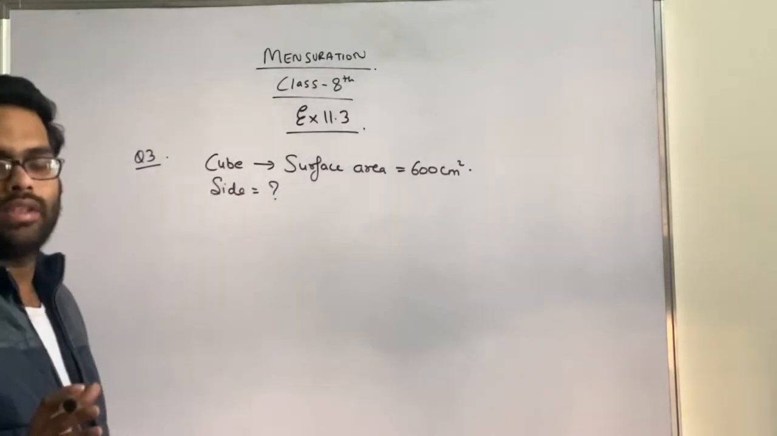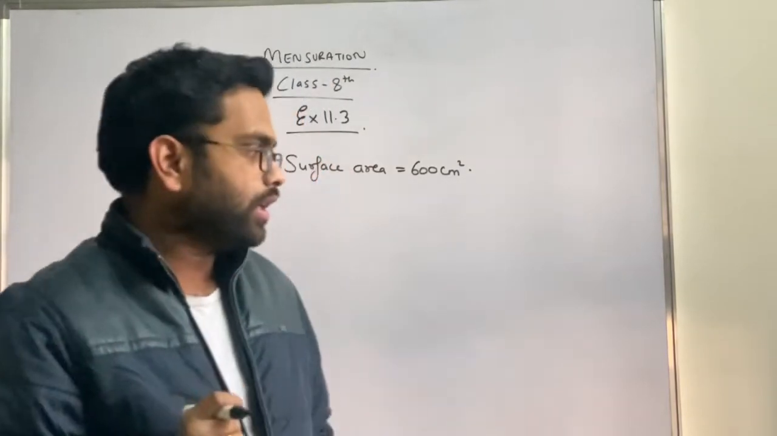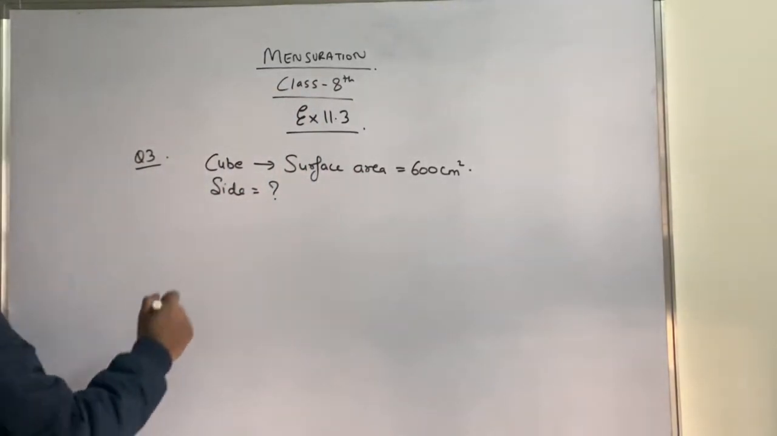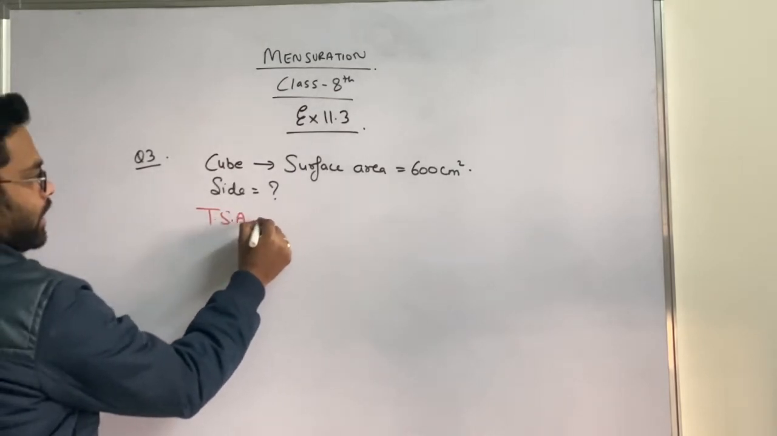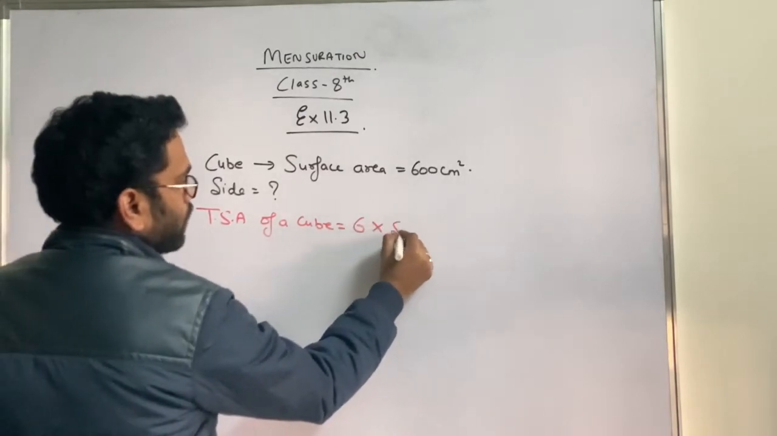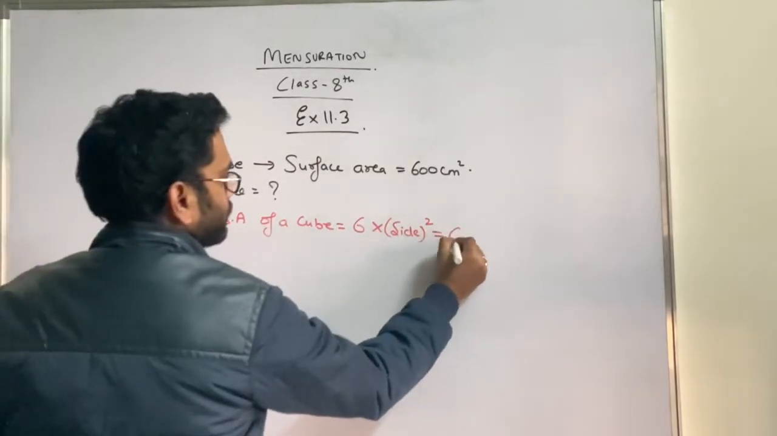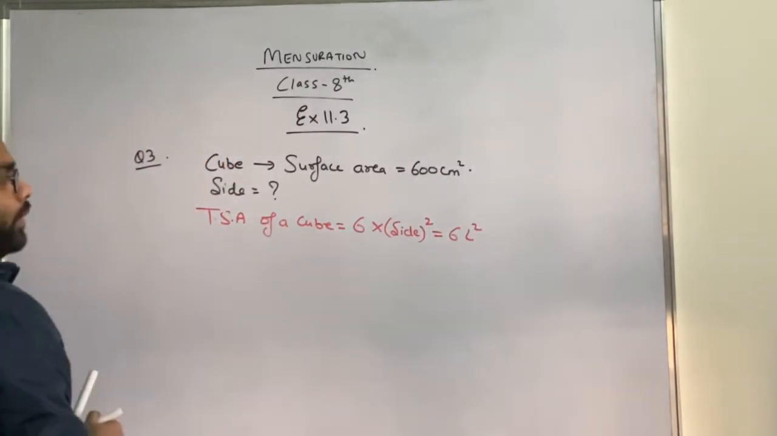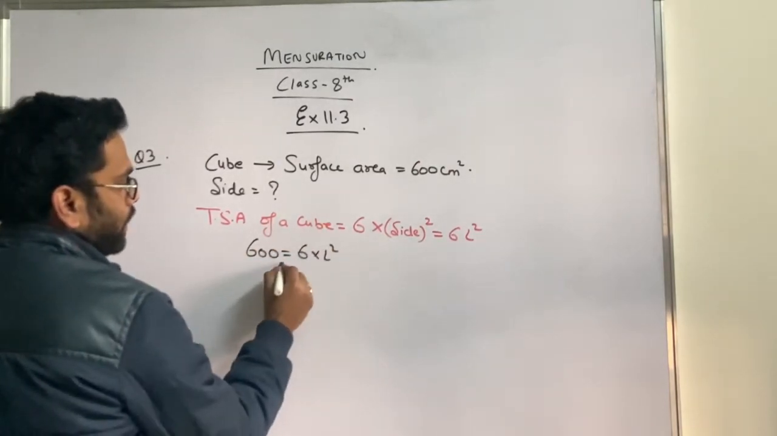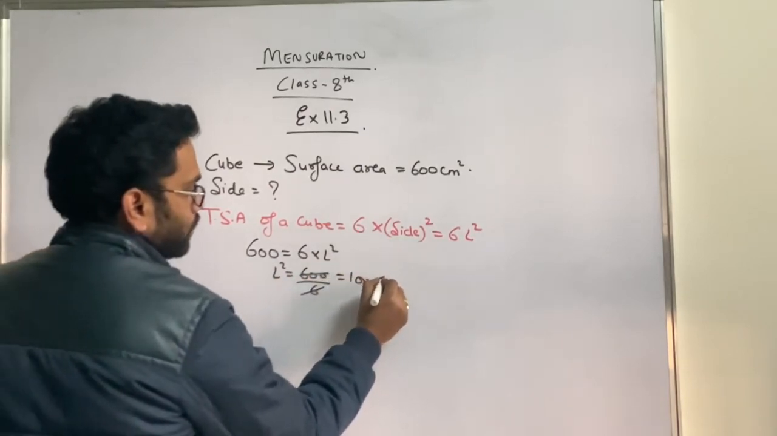Now this is one of the most easiest questions of this exercise. आपको सिर्फ एक चीज का ध्यान में रखना है कि what is the formula of a cube. The total surface area of a cube is equal to 6 into side का square, that is 6l square. So now we can put the values. 600 is equal to 6 into L square. L square is equal to 600 upon 6, that is 100.